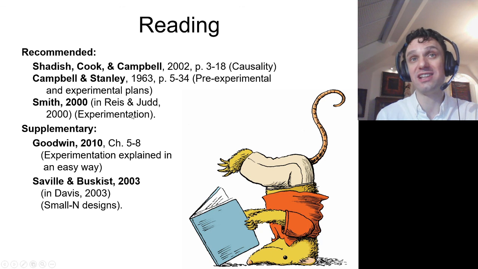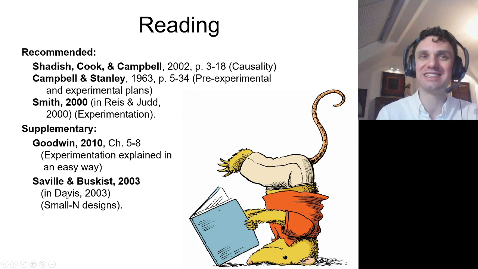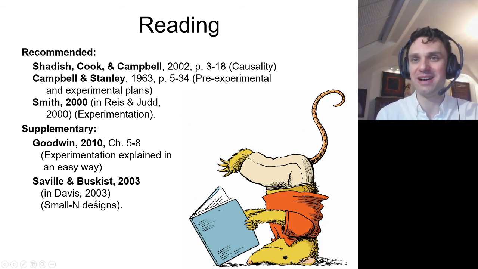And of course, about some special aspects of experimentation like debriefing, you can read Smith, and about small n designs you can also find a chapter by Saville and Buskist in the handbook by Davis. So in the materials folder, you know where to look. And good luck exploring this literature.